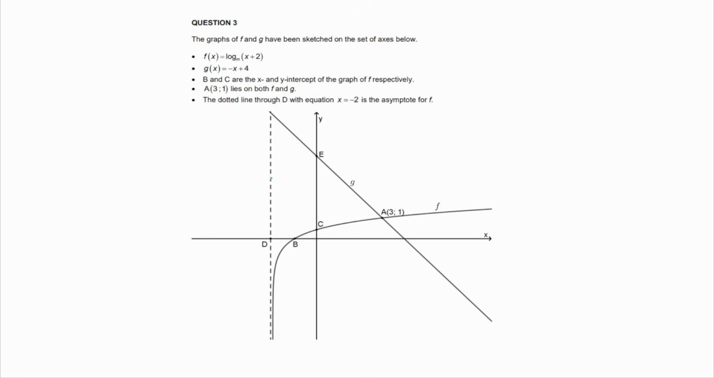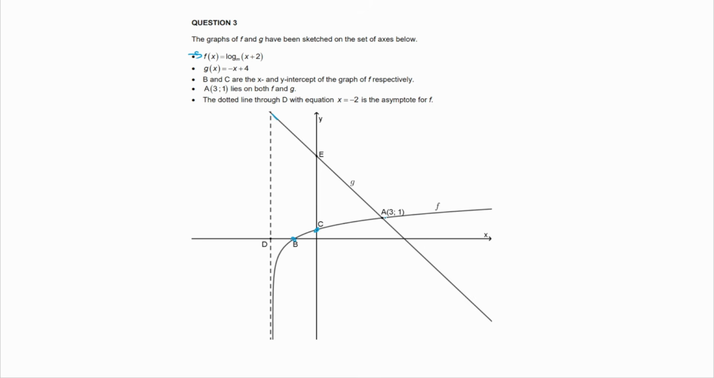For question 3, we're given two graphs, f and g, sketched on the same set of axes. f is this log graph over here, and g is the straight line graph. They say b and c are the x and y intercepts of the graph of f, respectively. So b is the x-intercept, c is the y-intercept of f.